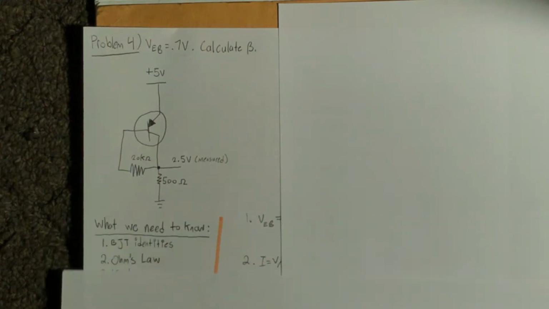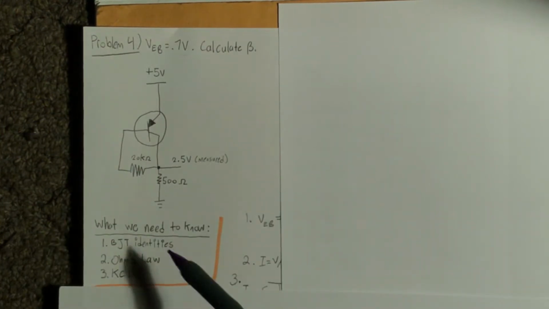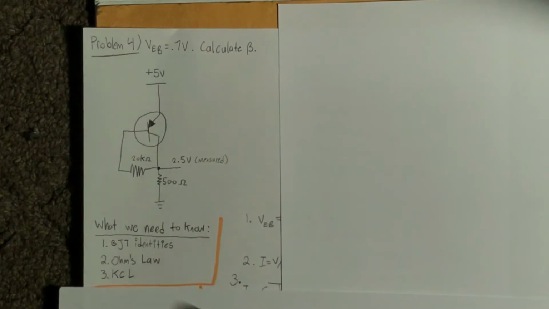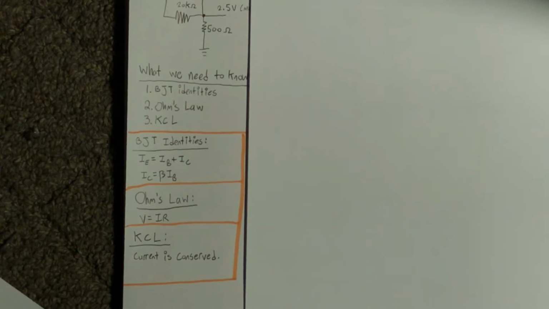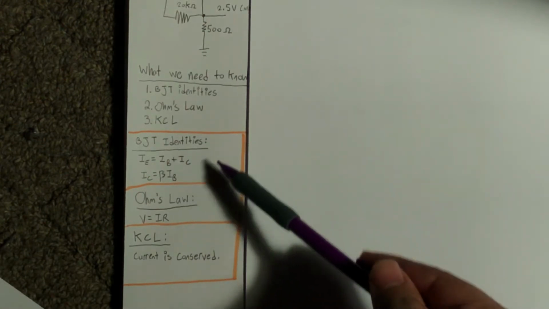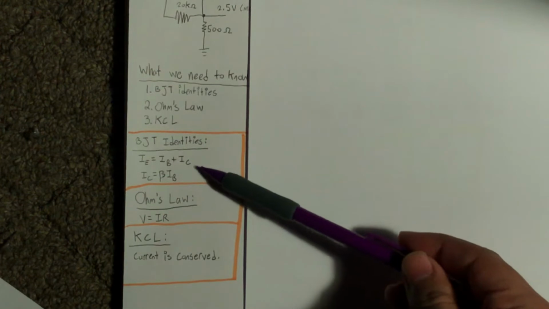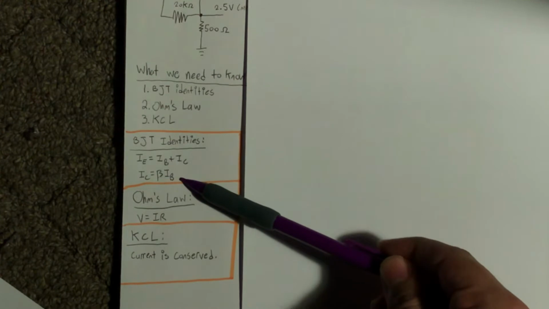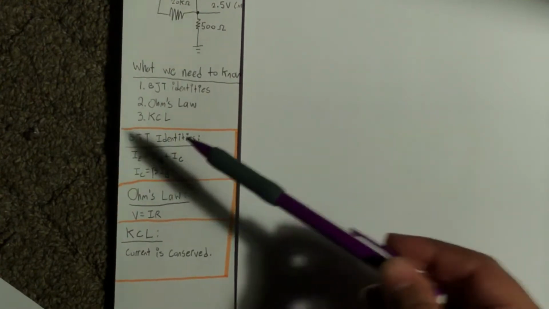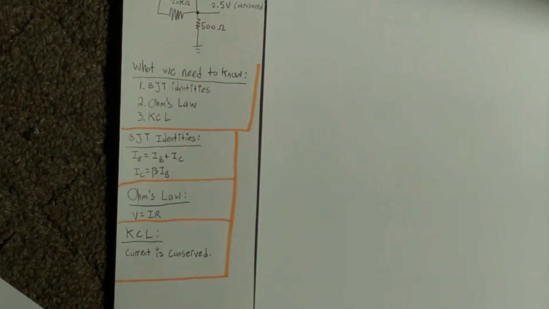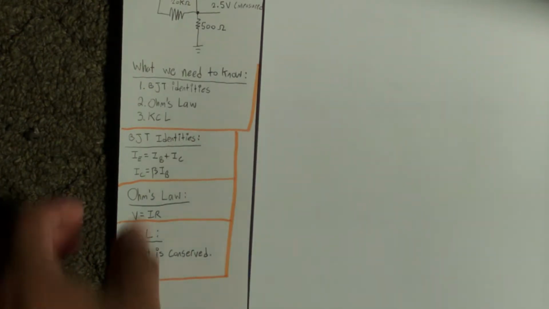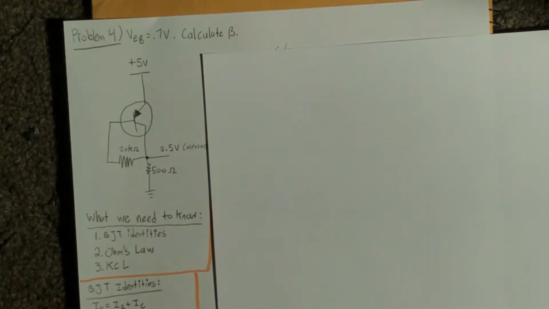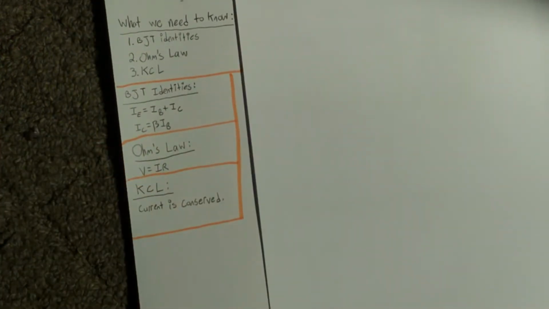Alright, so there's a few things we need to know. We need to know our BJT identities, Ohm's law, and KCL. More specifically, from the BJT identities, I know there's quite a lot of them, but we'll only need two for this problem. IE equals IB plus IC. IC equals beta IB. This should have been expected if you read that we need to calculate beta. That's the end goal there. So that formula should have been the first one that came to mind when reading the problem.